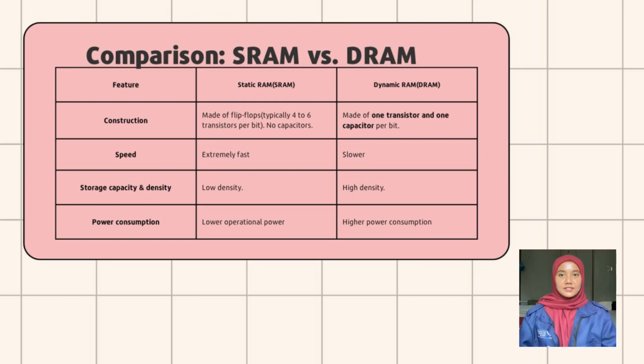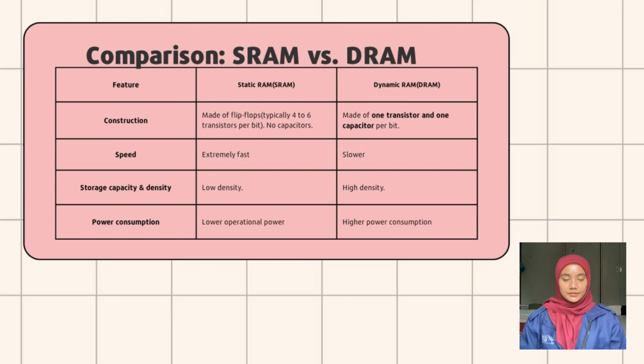Moving on to criteria number 2, which is speed. Static RAM is incredibly fast, and its flip-flop design allows data to be accessed almost instantaneously, which perfectly matches modern CPU speeds. In contrast, dynamic RAM is slower because capacitors naturally leak charge, and dynamic RAM requires continuous refresh cycles to retain data. This constant refreshing introduces latency.